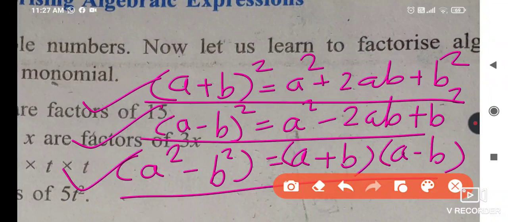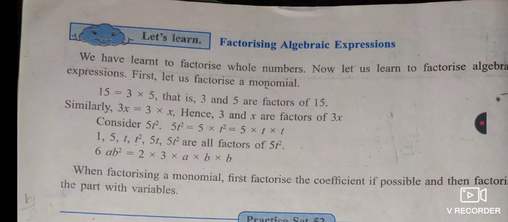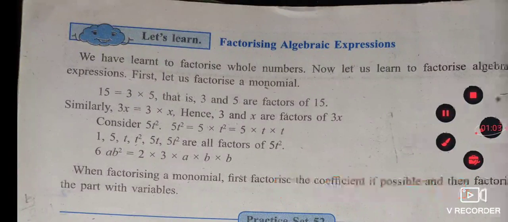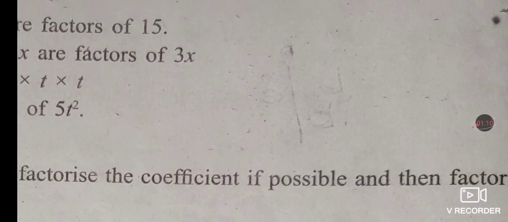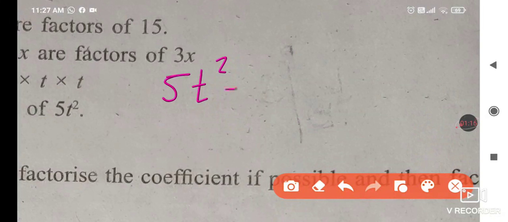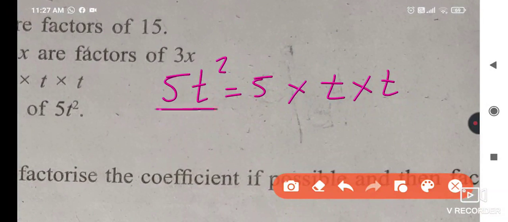Now, in the last lecture I told you how to factorize the monomials. For that, suppose here is the example 5t square. I will take it in short, 5t square. So here we have to write 5 and t square separately, that is t into t. That is the factorization of a monomial.